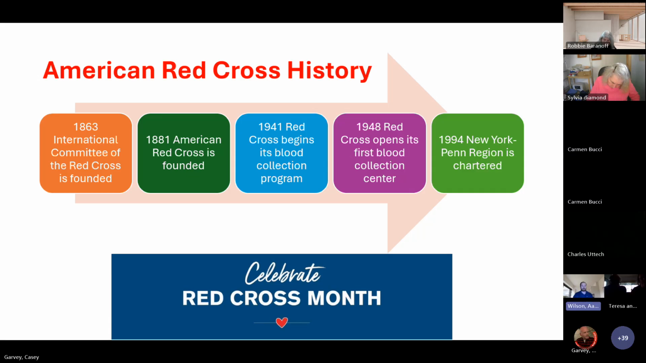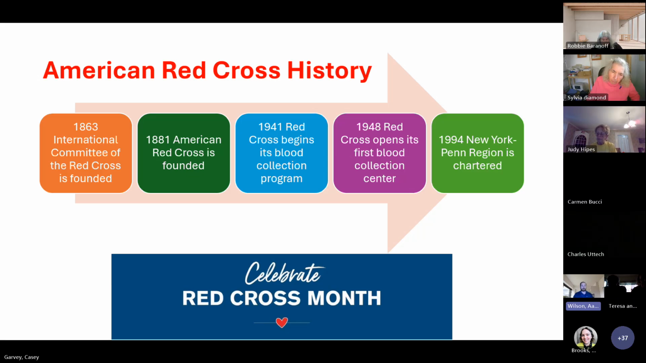Much later in time, 1992, the first national testing laboratory applying standardized tests to ensure the safety of Red Cross blood products opens in Dedham, Massachusetts. This includes testing of donor blood for HIV-1 and HIV-2 antibodies, very important for the health of our blood recipients. And in 1994, the New York Penn region was founded, so not too long ago. Let's see, 30 years ago, 28 years ago. I'm not sure. My math is not great. The New York Penn region was founded, unifying the Rochester, Buffalo, and greater upstate New York regions.